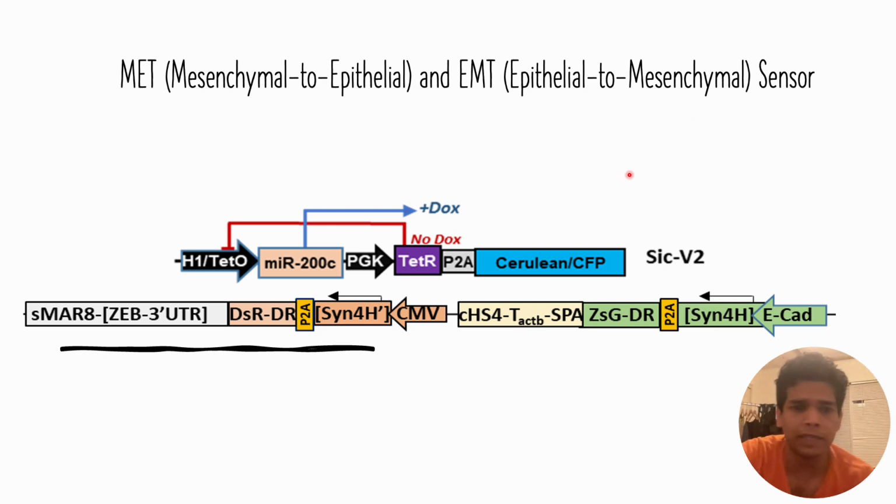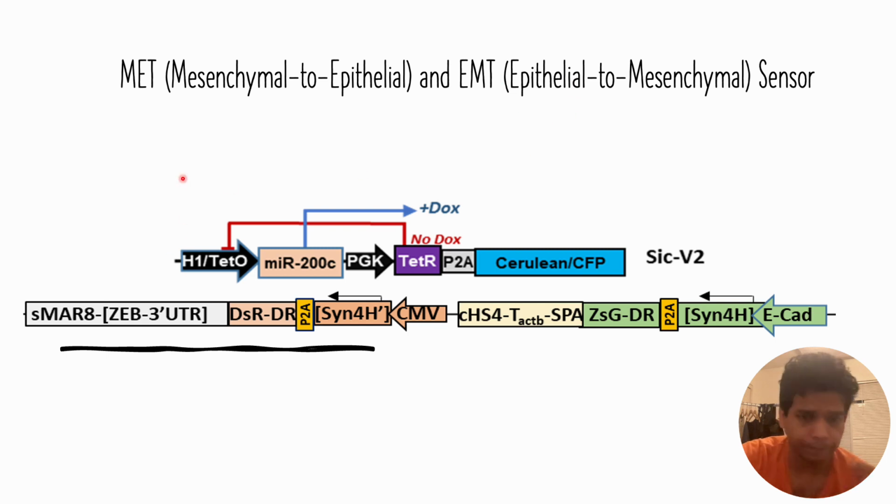So we will understand this sensor, and in parallel we will understand how the ZEB1 protein helps in this mesenchymal to epithelial and epithelial to mesenchymal transition. The normal function of ZEB is to suppress the epithelial genes. Therefore, it will promote the cells to behave like a mesenchymal type, as it will suppress the genes that help in the epithelial phenotype of the cells.